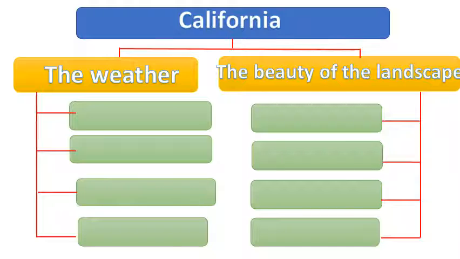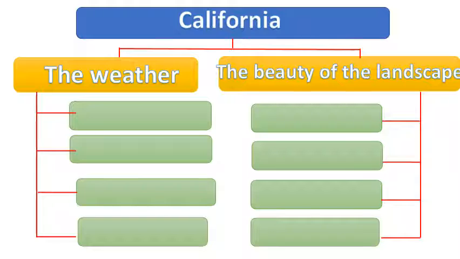He asks us to write about California. So we write the title, California. Then we have two paragraphs to write about. The first one, we are going to write about the weather, and in the second paragraph, we are going to write about the beauty of the landscape.